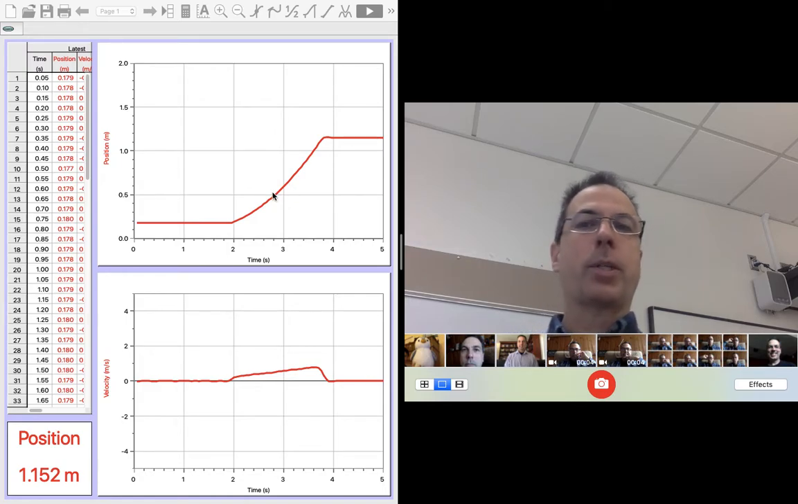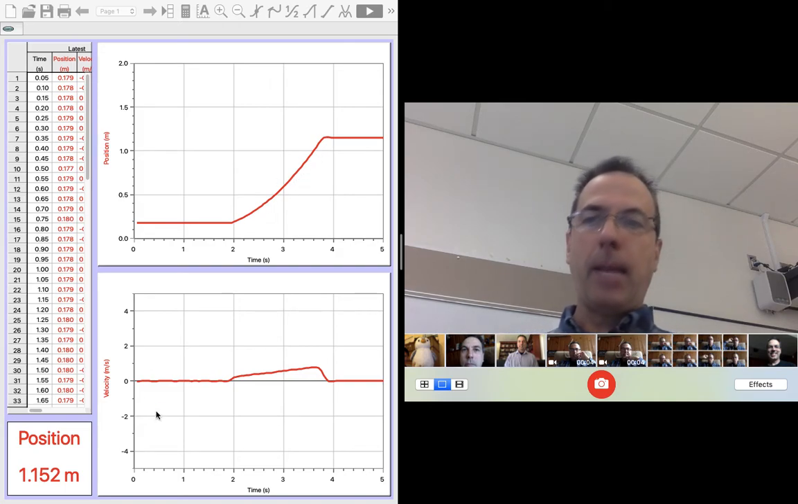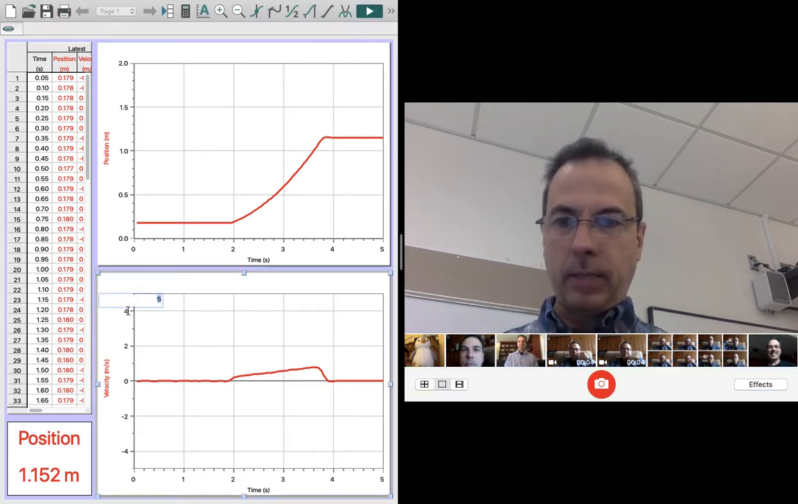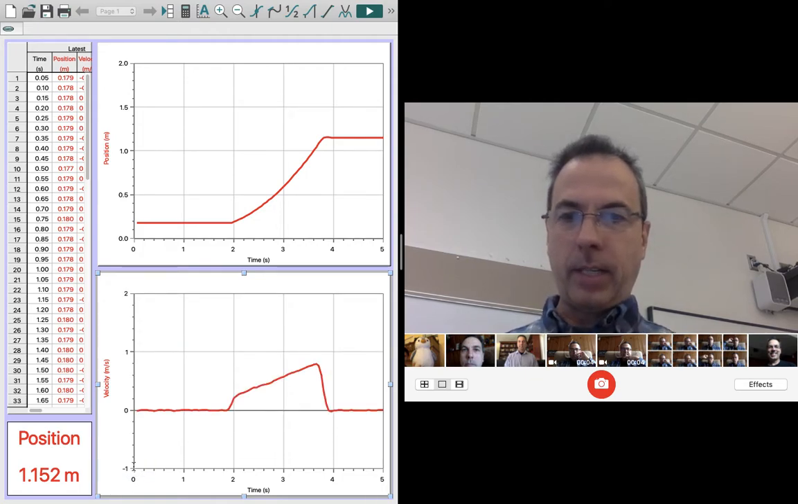So Logger Pro, of course, can calculate all those instantaneous slopes at every instant in time and plot them down here. And that's what it's doing, velocity versus time. And so let me expand this a little bit. It doesn't look like the velocity goes above 2. And of course, it doesn't really look like I have any negative velocities at all.